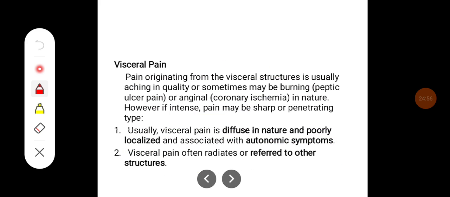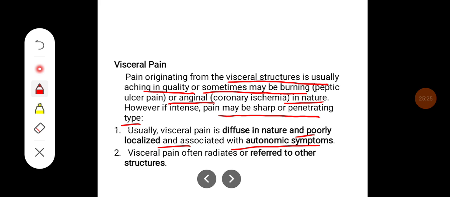The pain originating from the visceral structures is usually aching in quality, or sometimes burning, as in the case of peptic ulcer, or anginal pain in case of coronary ischemia. Okay, so these are called visceral pains. However, if intense, pain may be sharp or penetrating. Usually, visceral pain is diffuse in nature, poorly localized, and associated with autonomic symptoms. Visceral pain often radiates or is referred to other structures.